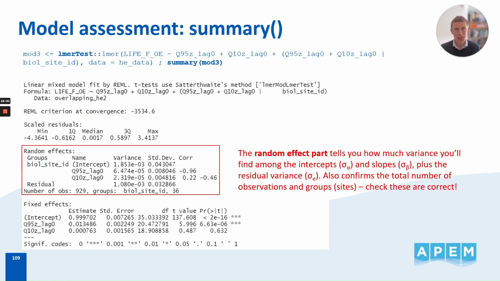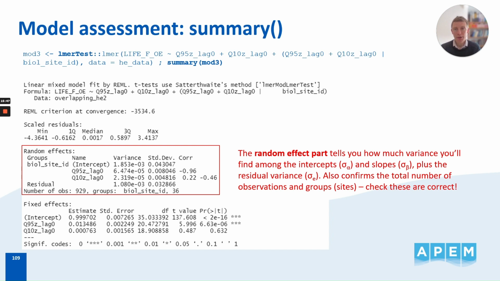Going back to our summary output, we can also extract from this information about the strength of the random effects in the model. These random effects are represented as variances. The higher the variance, the greater the variability in the intercept or the slope from site to site. The red box shows the part of the summary output which describes these random effects.